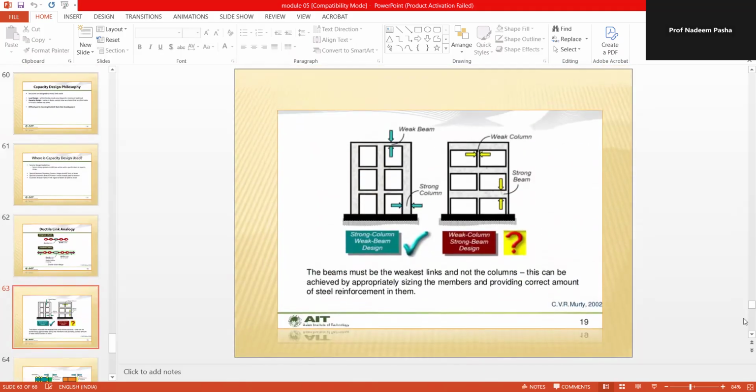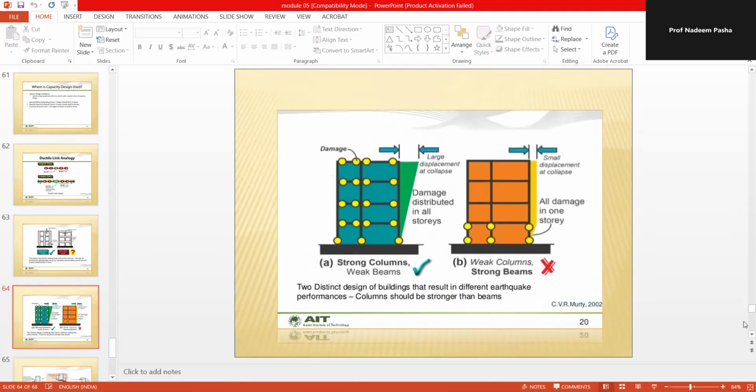The beams must be the weakest links and not the columns. This can be achieved by appropriately sizing the members and providing the correct amount of steel reinforcement in them. Strong column, weak beam design. Weak column, strong beam design is not preferred. Columns should be strong. Two distinct designs of a building result in different earthquake behavior: strong column weak beam, and weak column strong beam. Columns should be strong.